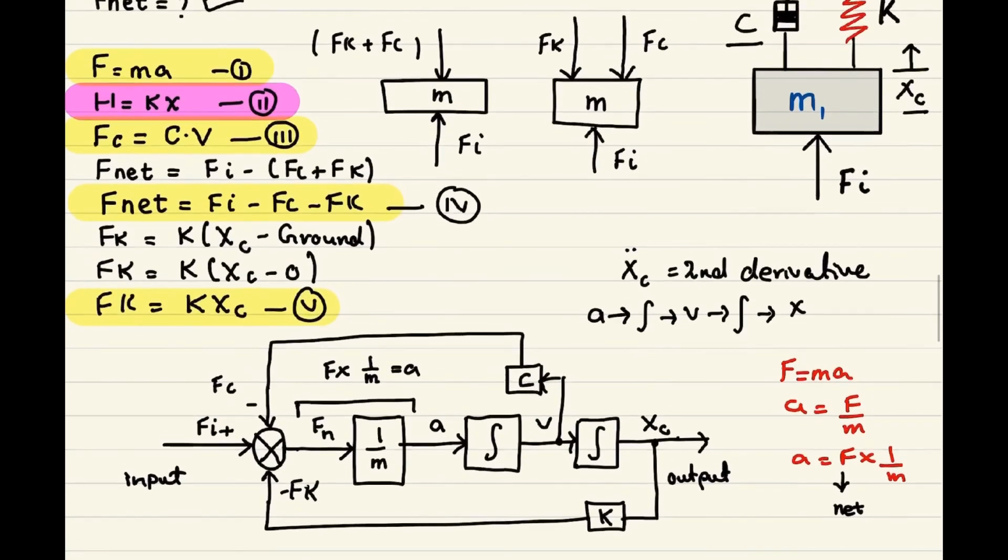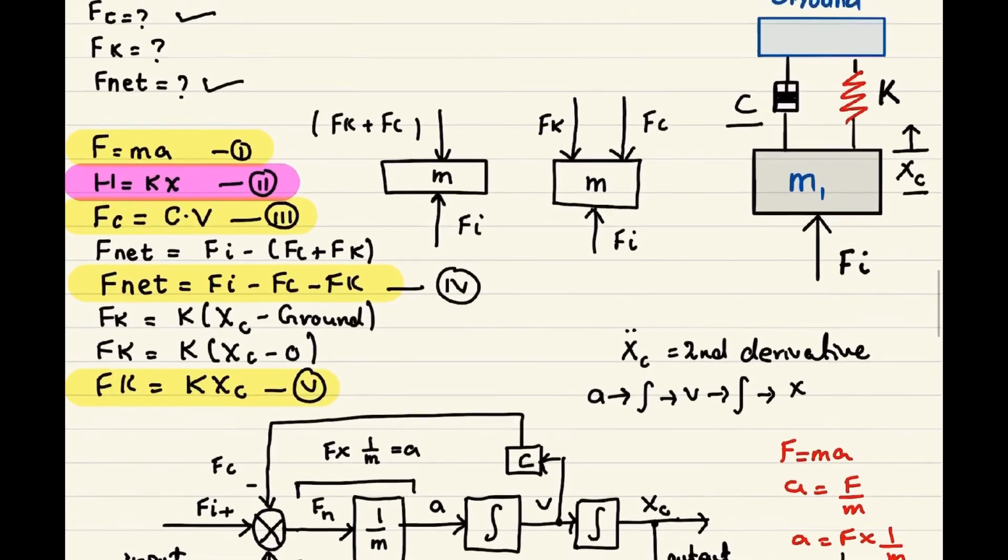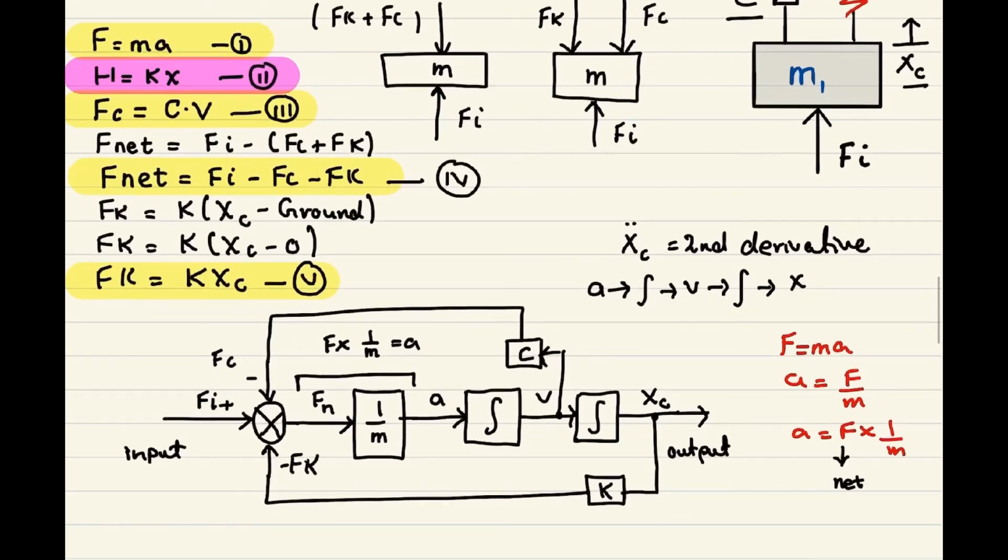I hope this question cleared some concepts, and it is very easy to solve this block diagram. In the next video I will use two springs and two masses connected in series with each other, and hopefully that question will clarify some more concepts for you guys.